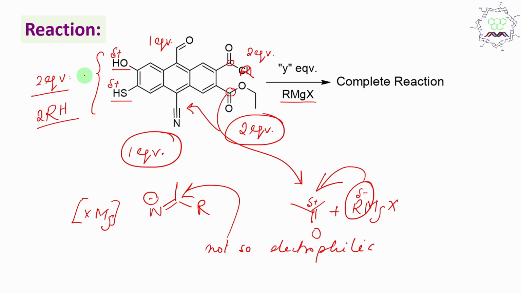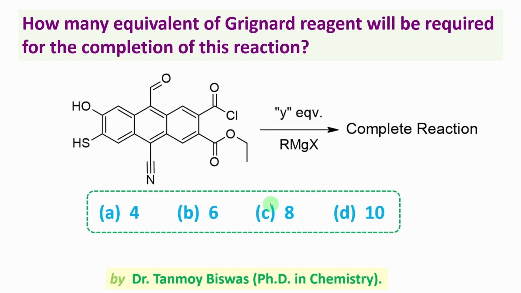So total how many? Two from these groups, 1, 3, 4 and 4, 8. So a total of 8 equivalents of Grignard reagent is enough for this overall reaction. So this is the right answer. Now there is no shortcut for this kind of problem. If you know all this information and you have done enough practice, then you can save time to get the right answer. So this is the overall discussion.